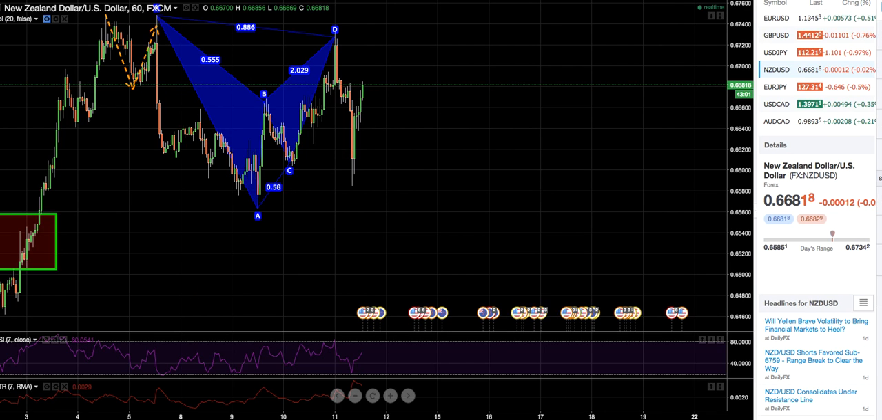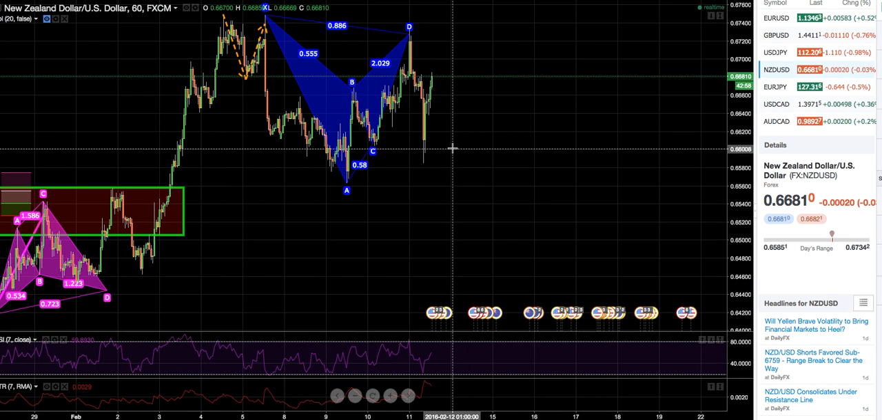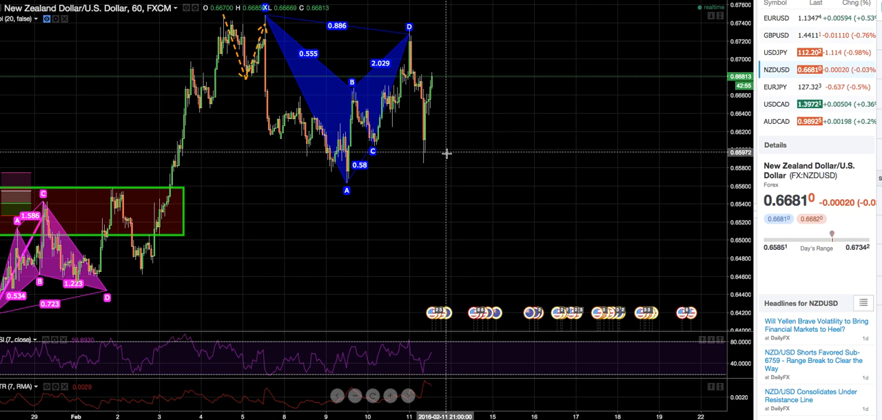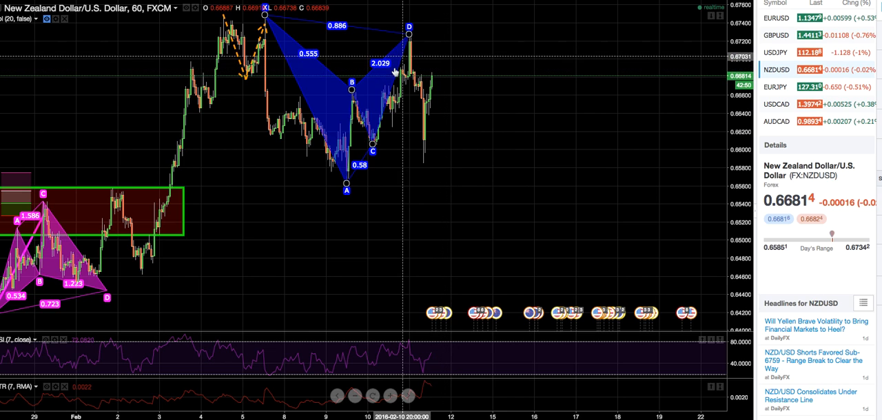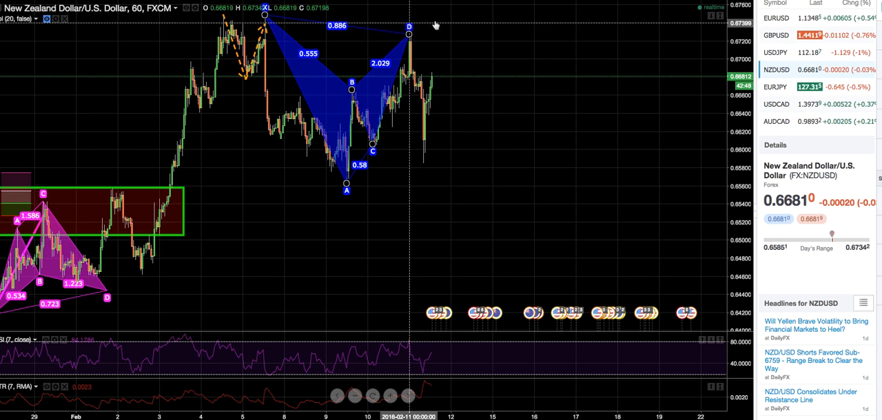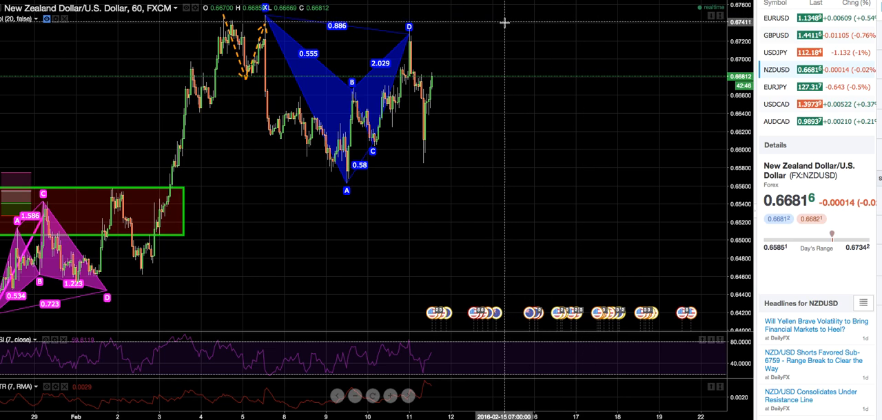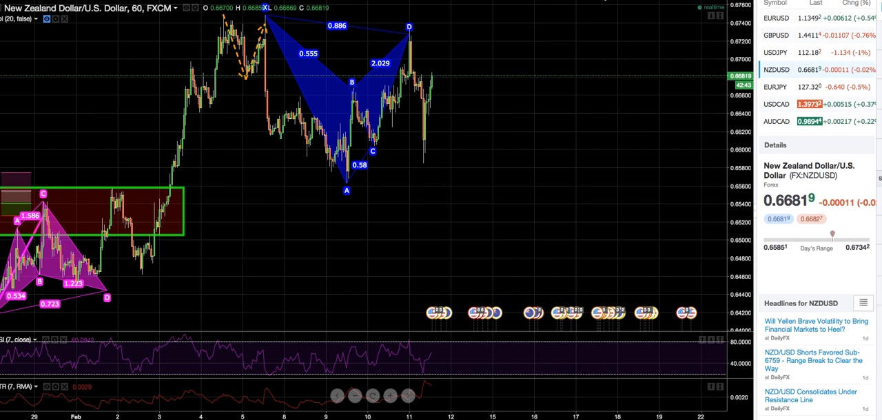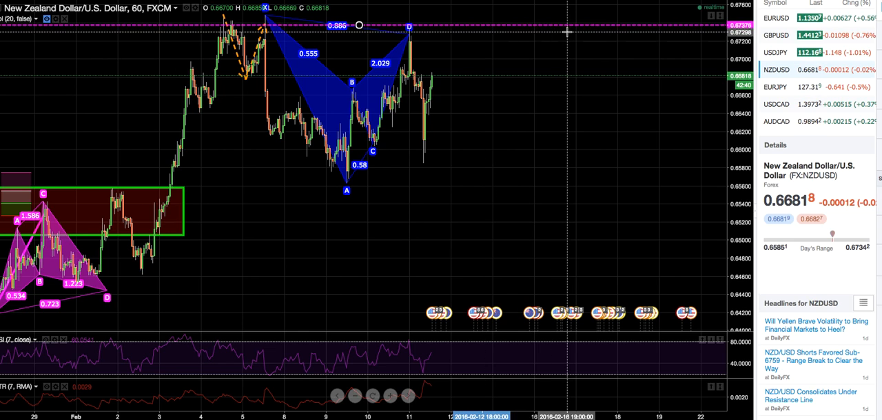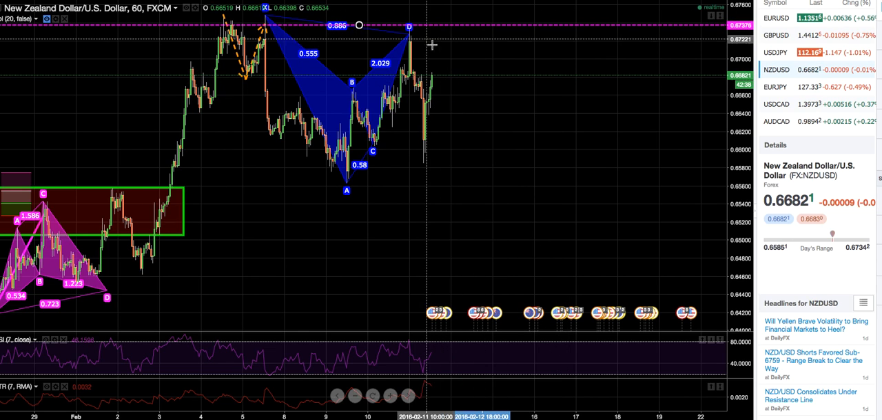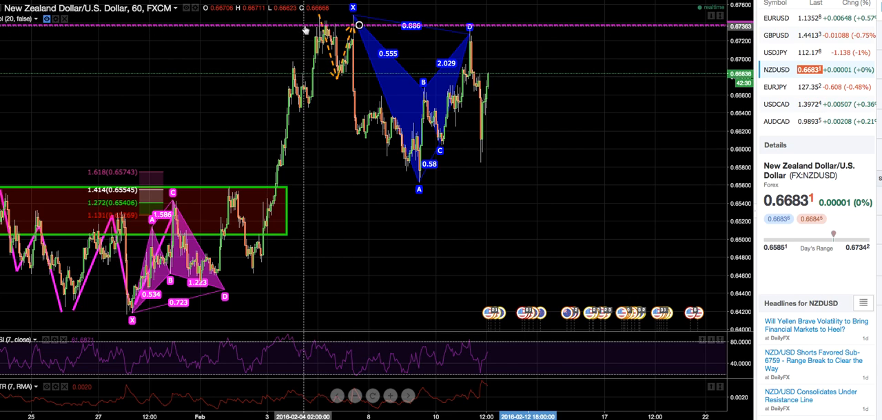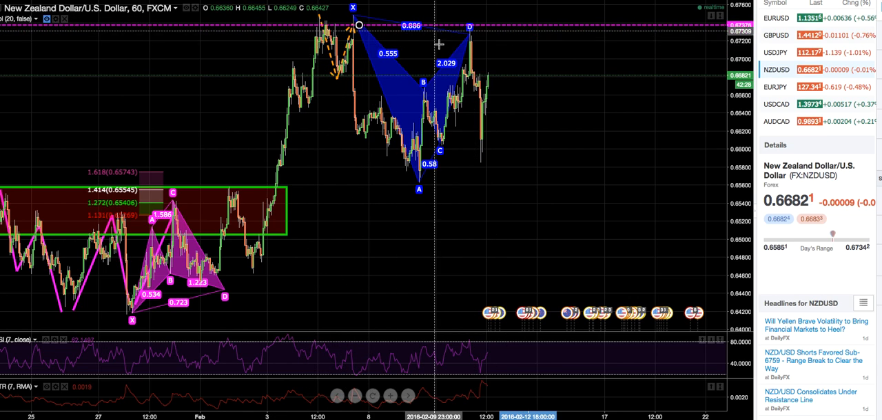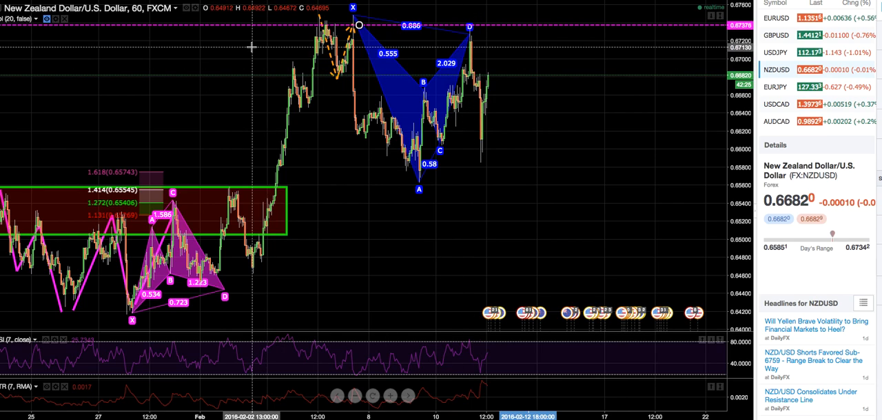Alright, so for the New Zealand dollar, US dollar as of right now, not much is happening. We're coming up into that level of structure. We can drop in a line right here, like so. So if the market comes right back up here, this would be an interesting structure. We have some structure right here. We have some obvious structure. And of course we have the bat pattern as well.